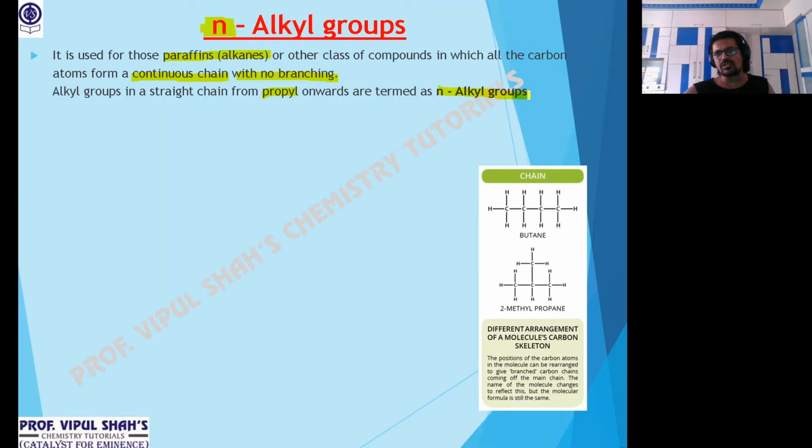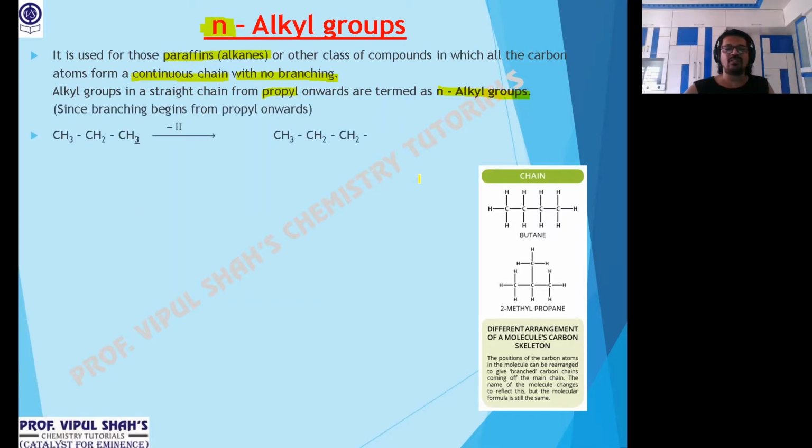Now the question comes, what about methyl and ethyl? Methyl has one carbon, ethyl has two carbon. They can't be branched. But from propyl, yes, branching starts. Meaning we can write it in a straight chain as well as in a branched manner also. Let's understand. Since branching starts from propyl onwards, that's why we say methyl, ethyl, we won't write N, but from propyl we will write.